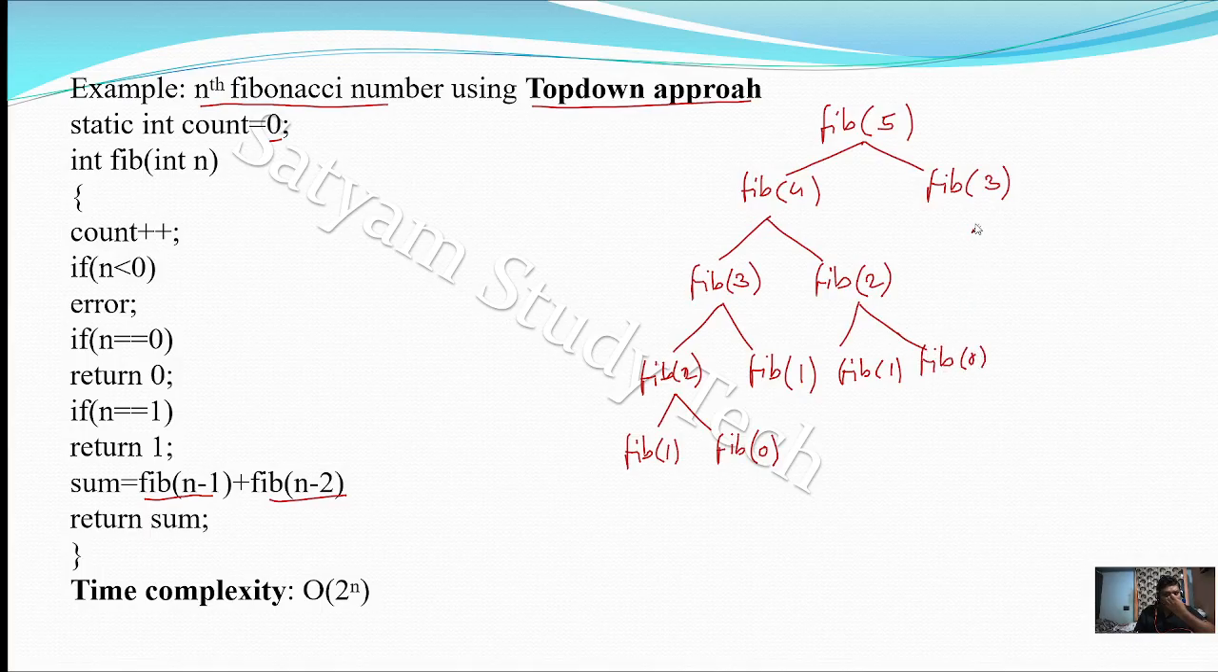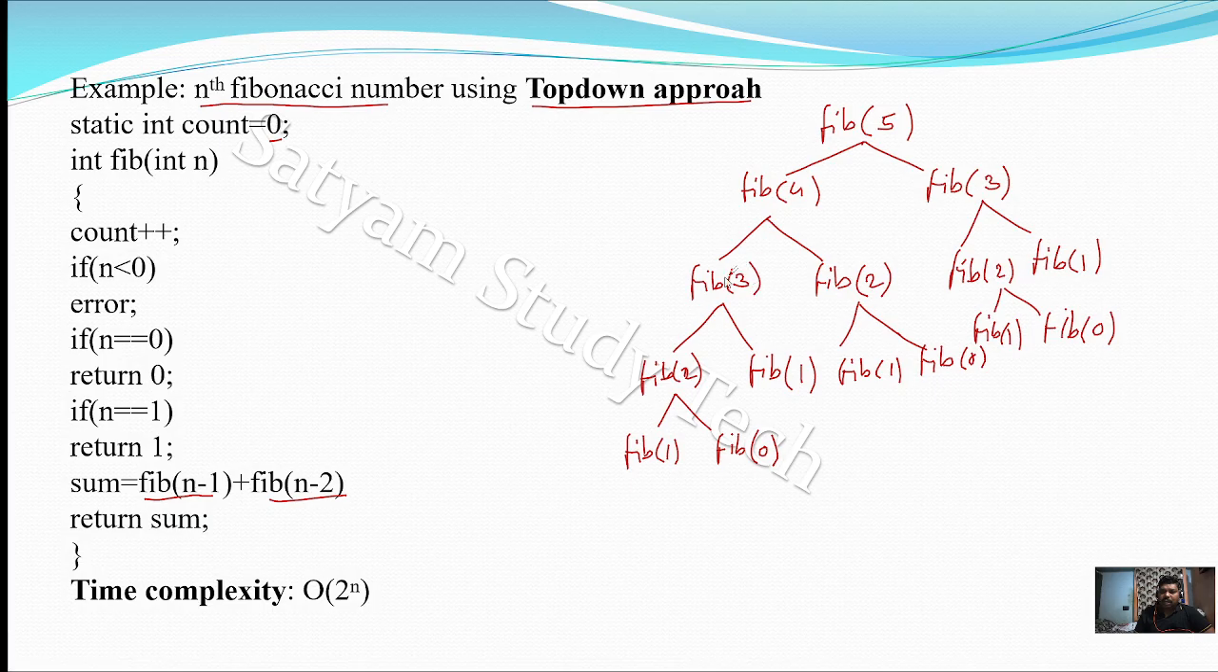Here also you can find out fib of n minus 1, that is 2, and fib of n minus 2, that is 1. Here also you can find out fib of n minus 1, that is 1, and fib of n minus 2, that is 0. So you can observe one thing here.